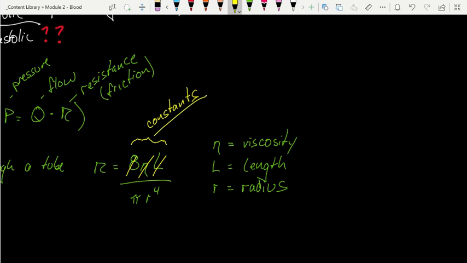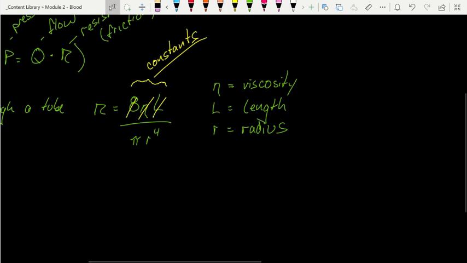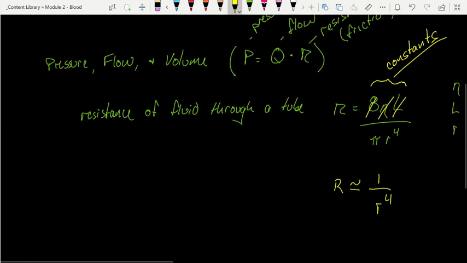And this allows us to really see what this equation means for us. What it means is that resistance is proportional to 1 over the radius raised to the 4th power. Everything else in that equation was a constant. But radius, that's something that we can change. Now, to highlight this, let's look at an example.